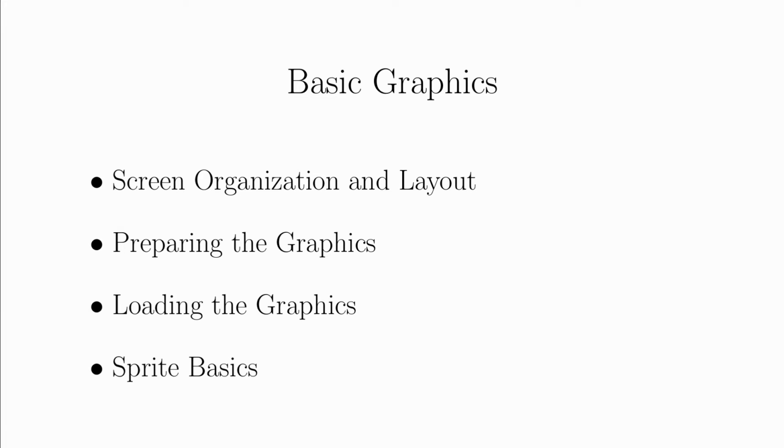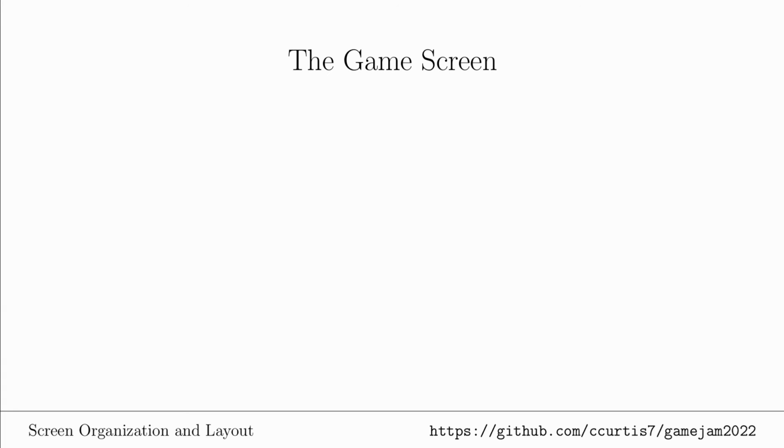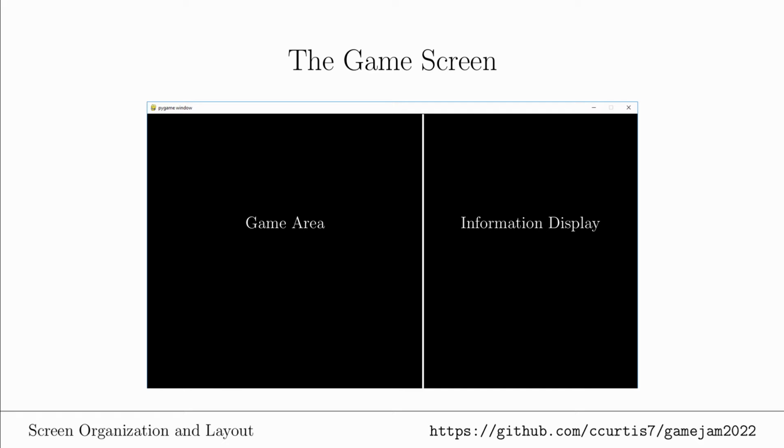As we start to build our game, it's important for us to think about some basic design parameters. The type of game we're building is known as a shoot-'em-up or shmup. The way we're going to lay out the screen is to have the game be on the left side, but then also have an information display on the right.